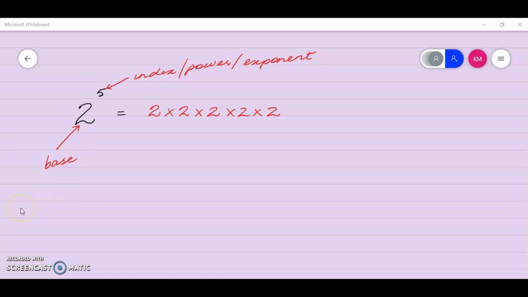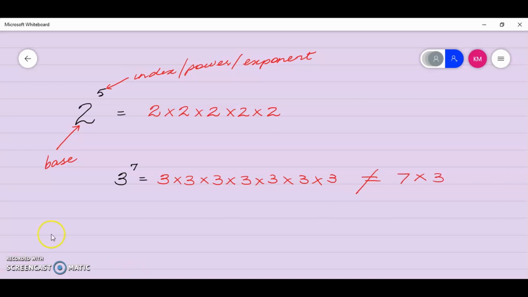Now let us look at another example. Let's say we have the number 3 to the power of 7. What this means is that we multiply 3 by itself 7 times. So that's 3, 4, 5, 6, 7. So it's 3 multiplied by itself 7 times, and this is not equal to 7 multiplied by 3.